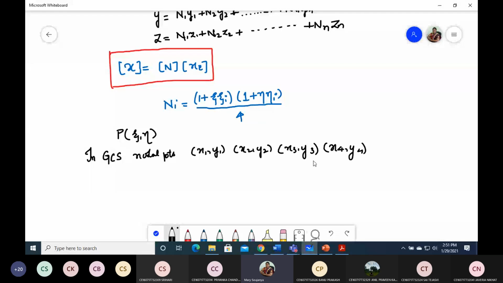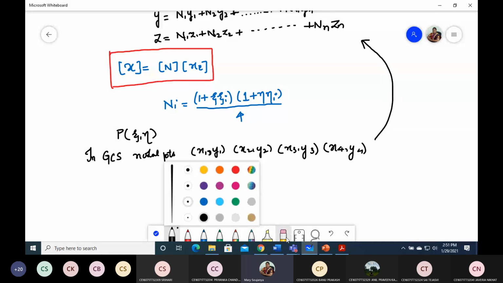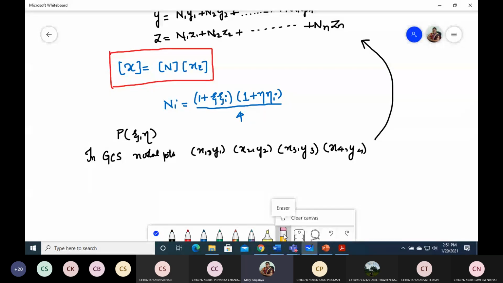Now based on this, how is it related? If you see this relation, taking this into account, to get the mapping, we define the coordinate of the point P. We define the coordinate of the point P.